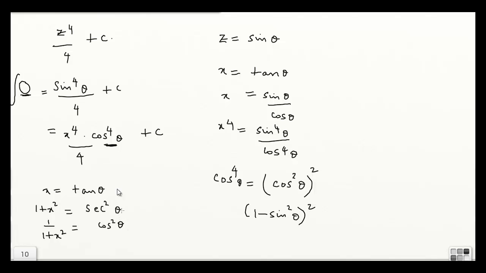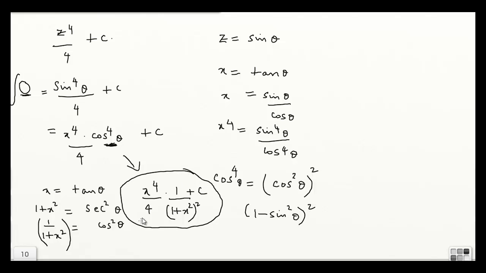From which we can find out the cosine to the power 4, and what we get now is x to the power 4 divided by 4. Cos to the power 4 would be 1 by this whole expression square, so it's going to be 1 divided by 1 plus x square whole square plus constant. So that's the answer that we are arriving at.